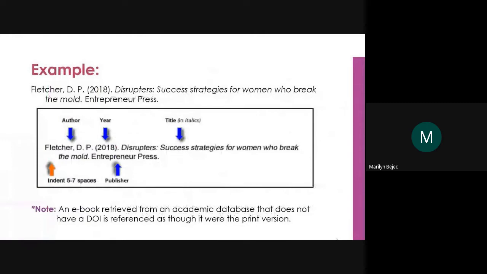So we have a sample here. We have the surname of the author, and then the initial, followed by the copyright year enclosed in parentheses, and then the title of the book in italic, and then the publisher's name. Note that an ebook retrieved from an academic database does not have a DOI. It is referred to as though it is in a printed version.